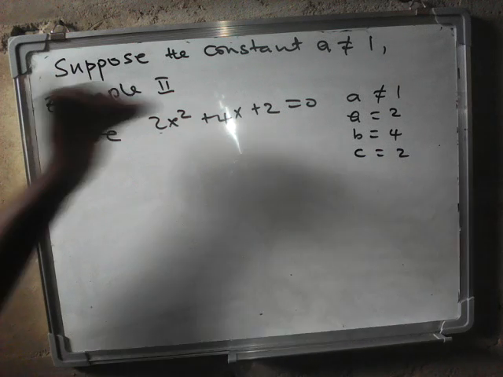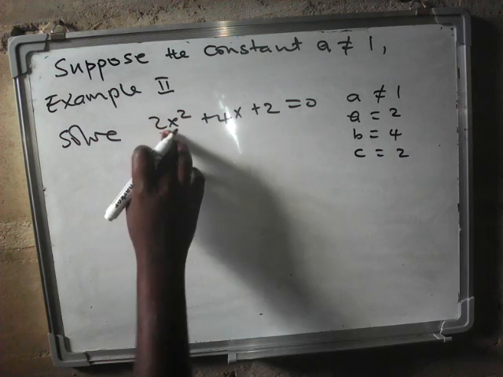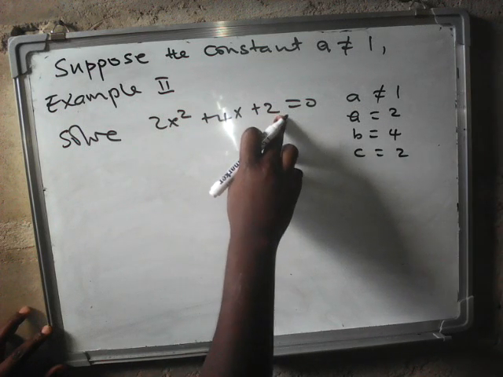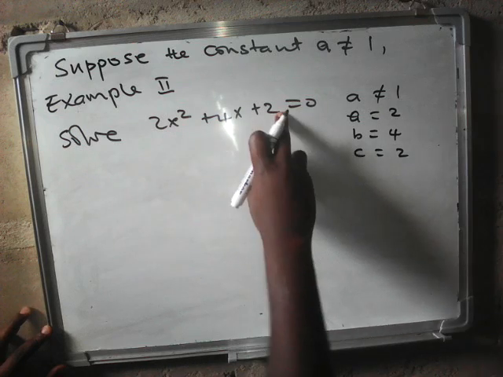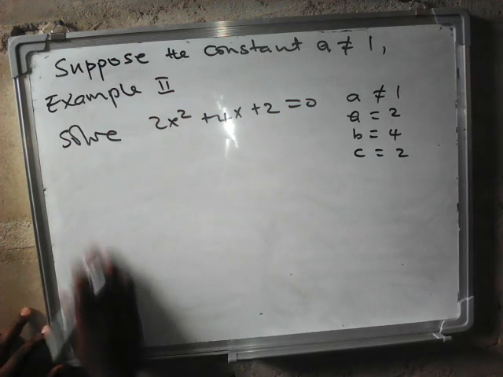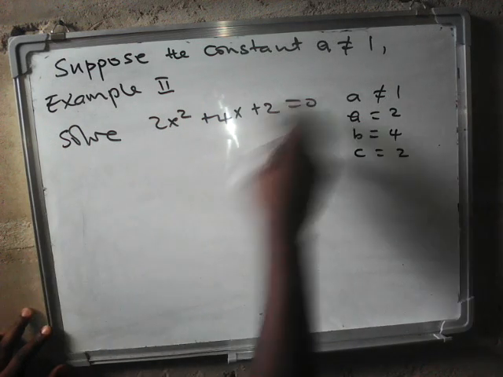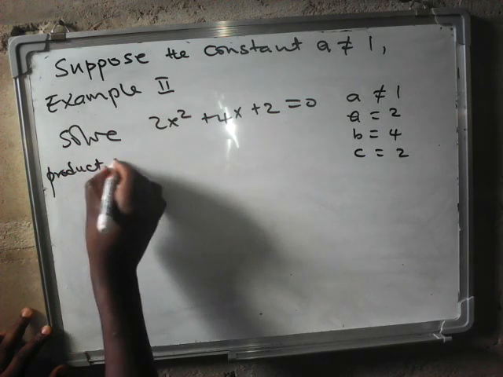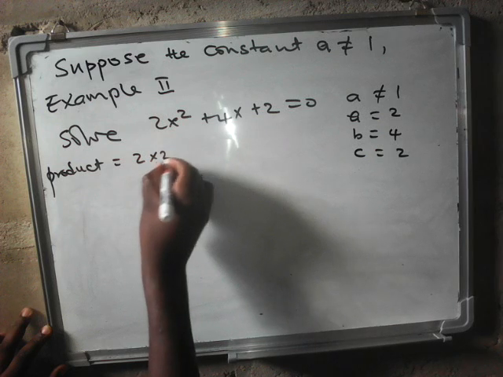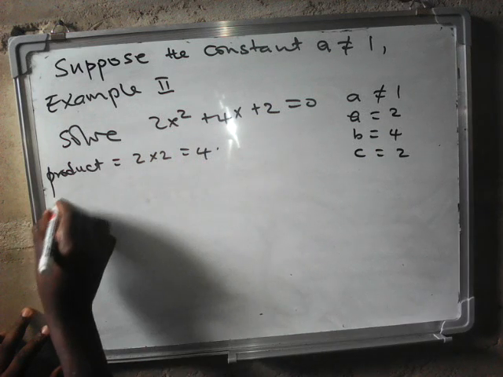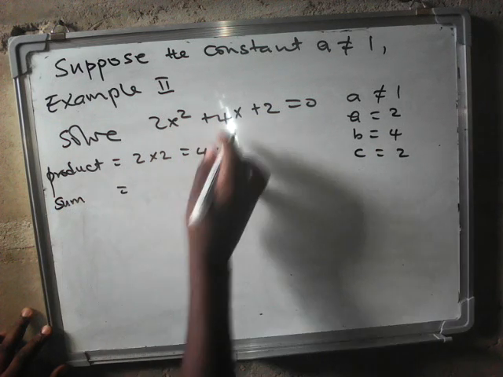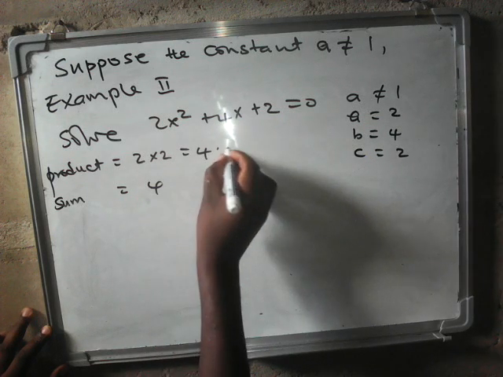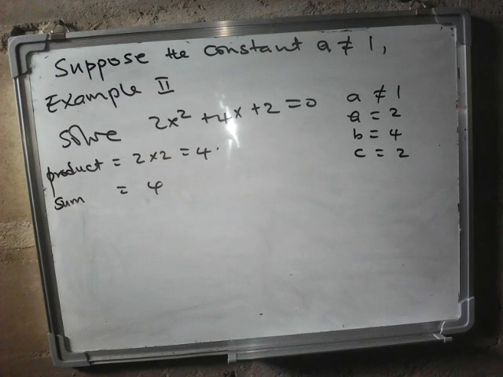So for this case, what you do, you first get this constant a, you multiply it with the constant c, the other last constant, and that is what we call the product. We have 2 times 2, which is equal to 4. Then our sum, which is the middle term here, is 4. So the product is 4, and the sum is 4.